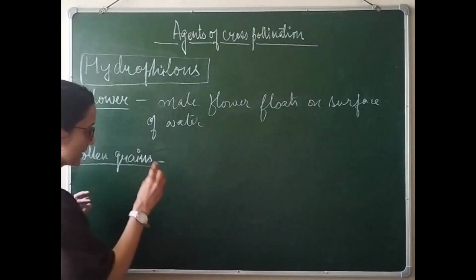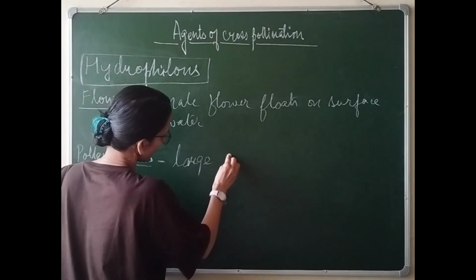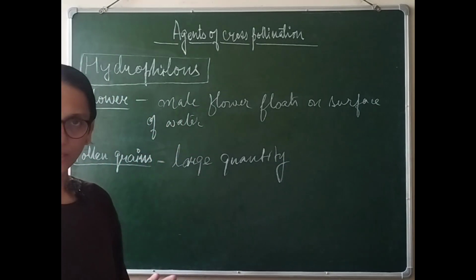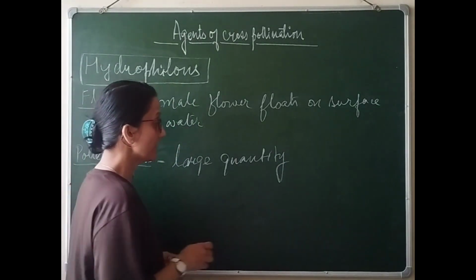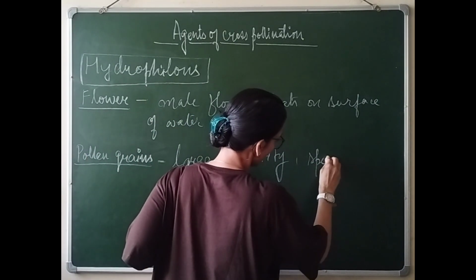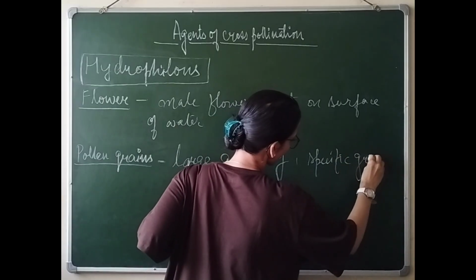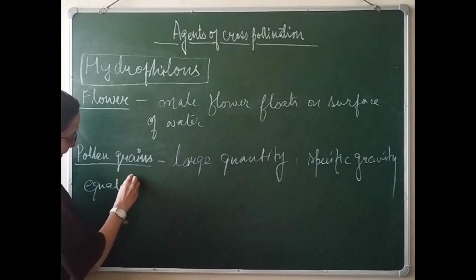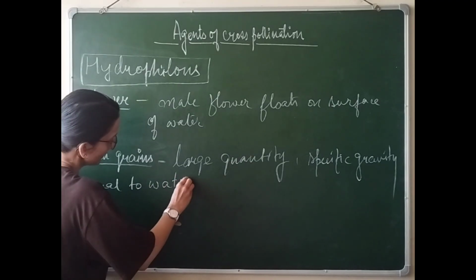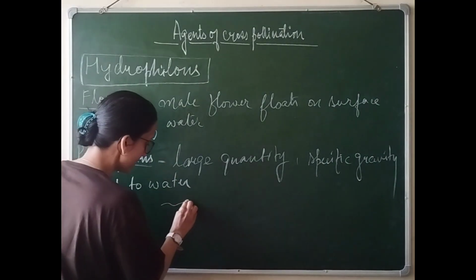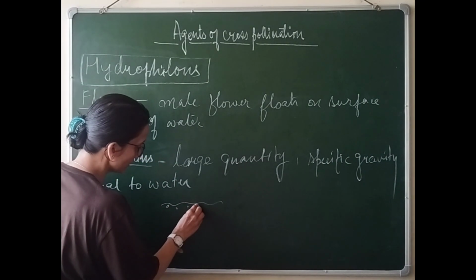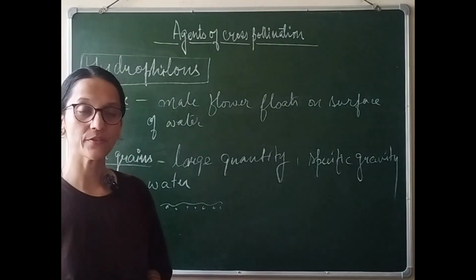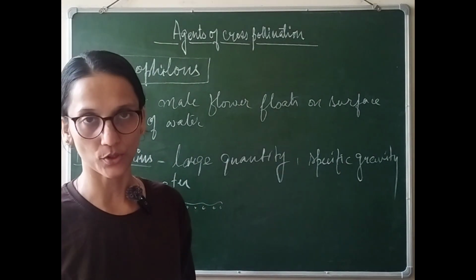What about pollen grains? They are produced in large quantities. Another interesting thing about their pollen grains is that they will have specific gravity equal to that of water. Now, why? This will help them to float and remain just below the surface of water. This is the reason why their specific gravity has to be equal to that of water.